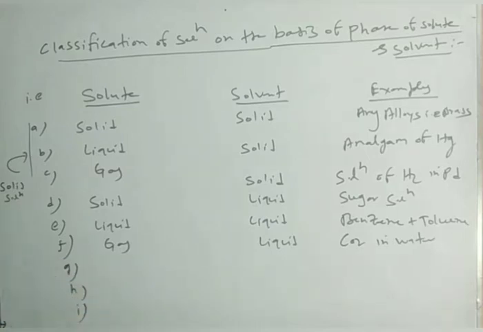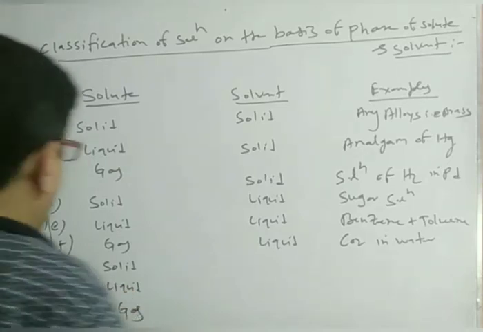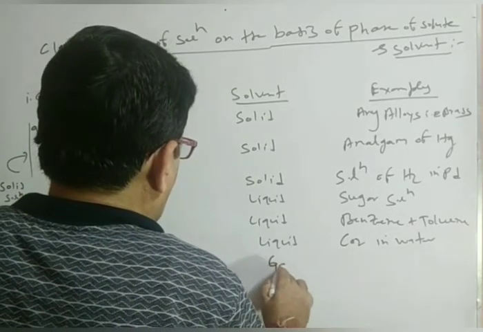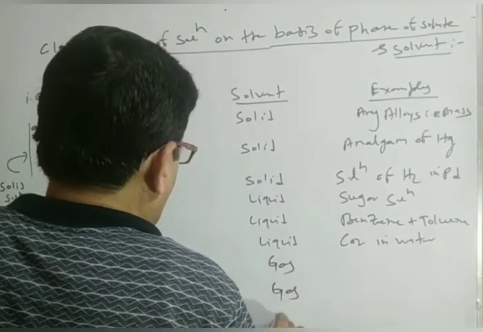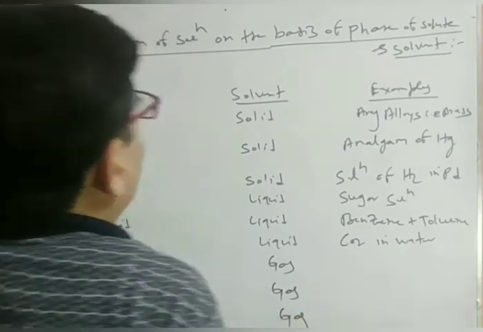GHI. This type of solution is known as what? Liquid solution. You know very well. Here solid, liquid, gas. Here we can write gas, gas, gas.